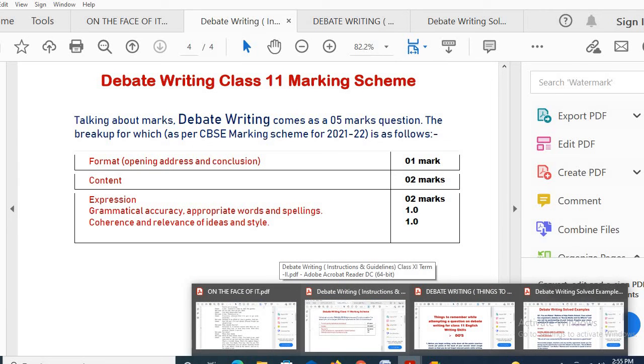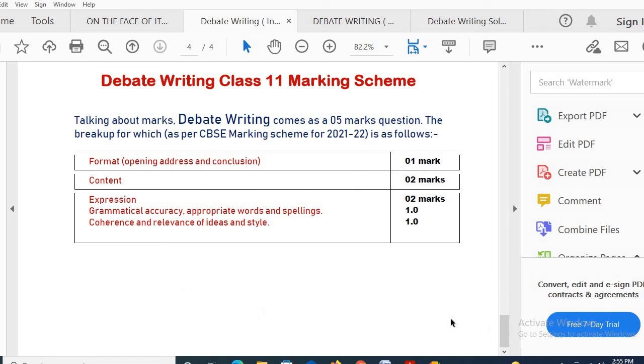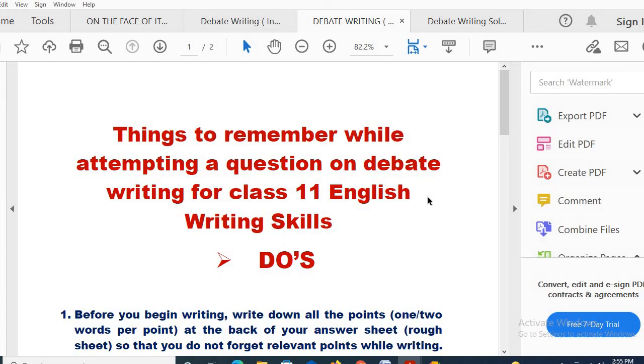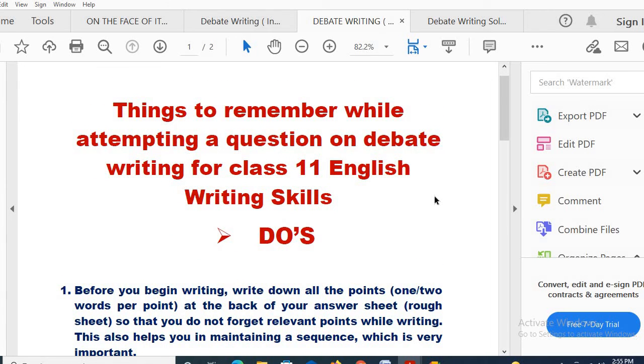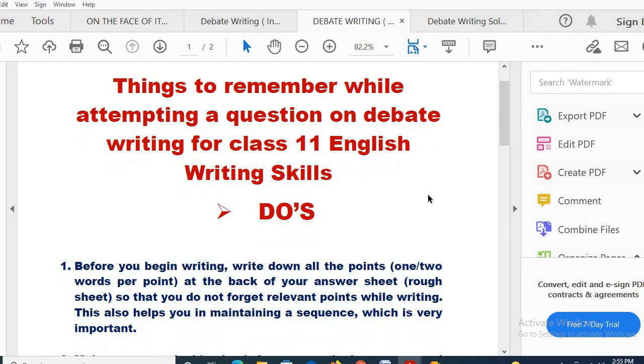one more important part, or rather one more important material related with debate. Yes, it is this. So first of all, my dear students, please confirm whether this is visible to all of you or not. This is visible. Things to remember. Yes, okay, that's good. See, things to remember while attempting a question on debate writing.